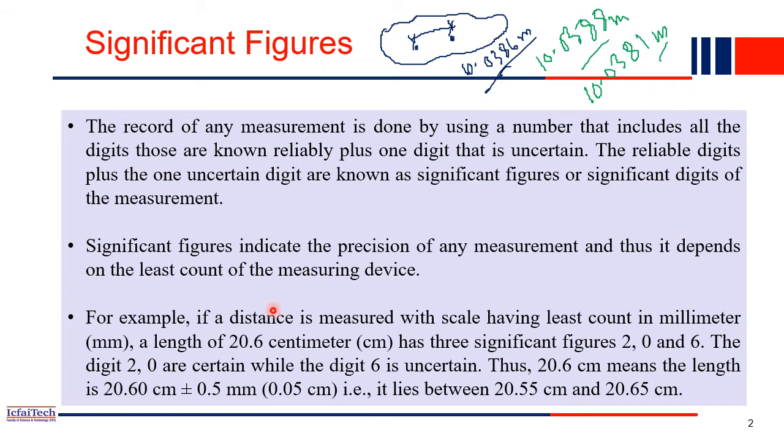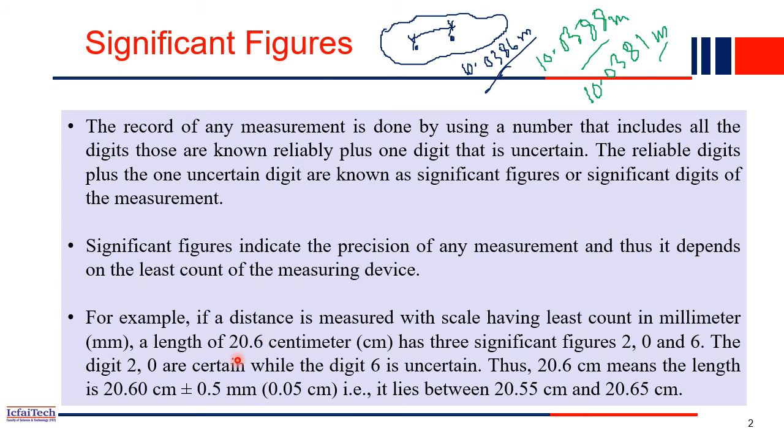So basically that is the least count of the measure, whatever the measuring device you are using. That will be the least count which affects the last digit of the significant number. For example, if a distance is measured with a scale having least count in millimeter, a length of 20.6 centimeter has three significant figures, right?